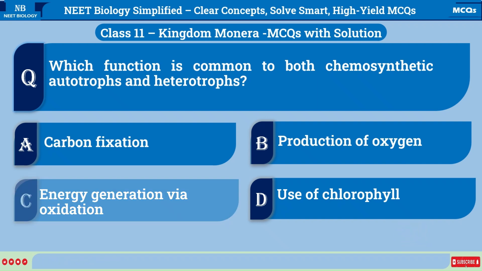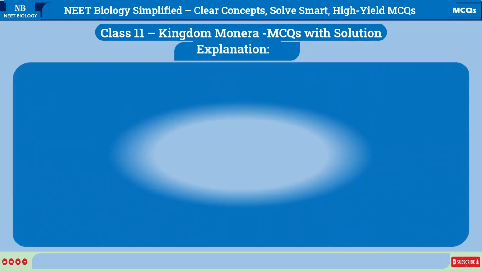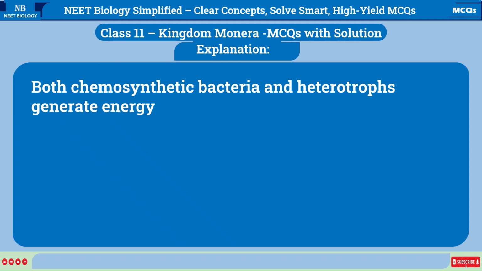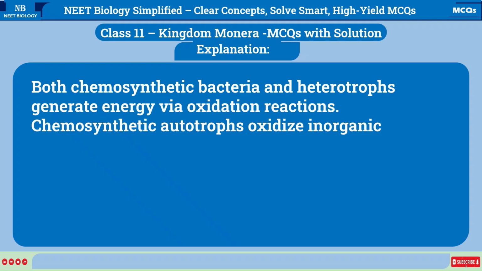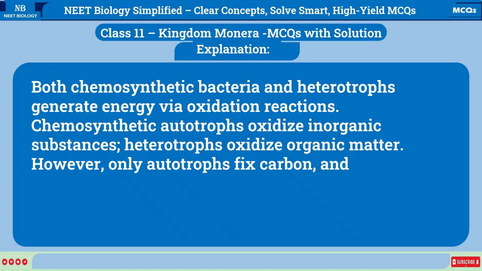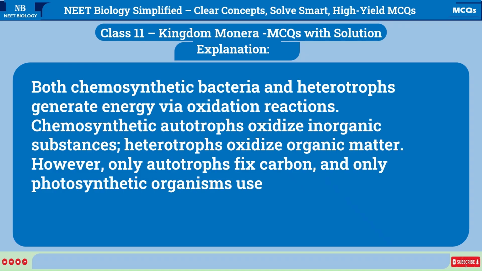Correct option is C. Energy generation via oxidation. Explanation: both chemosynthetic bacteria and heterotrophs generate energy via oxidation reactions. Chemosynthetic autotrophs oxidize inorganic substances. Heterotrophs oxidize organic matter. However, only autotrophs fix carbon, and only photosynthetic organisms use chlorophyll.